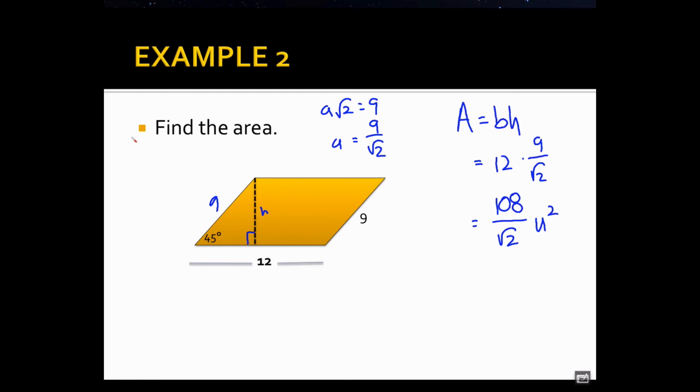And again, this problem doesn't specify, so you could have converted this to a decimal and stored it, or you could have done the sine of 45 is equal to h over 9. Go ahead and solve that for h. You would get 6.36.